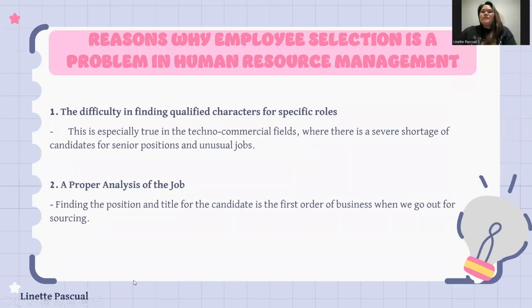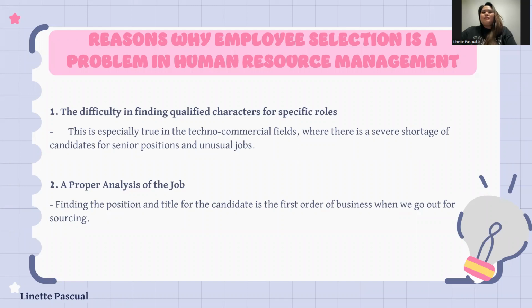For part 1 of the presentation, I will be discussing reasons why employee selection is a problem in human resource management. There are a number of obstacles that the HR department must overcome in order to find and hire the ideal candidate. First, the difficulty in finding qualified candidates for specific roles or difficulty in sourcing unique roles. One example of this is in the techno-commercial fields, where there is a severe shortage of candidates for senior positions and unusual jobs. Positions of this importance require specialized knowledge that is difficult to find.